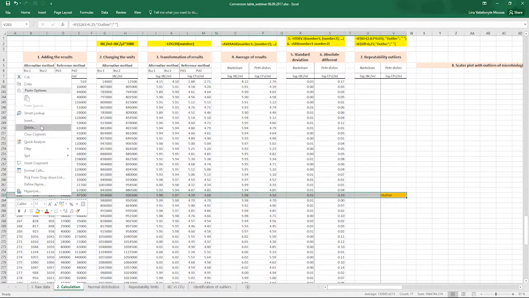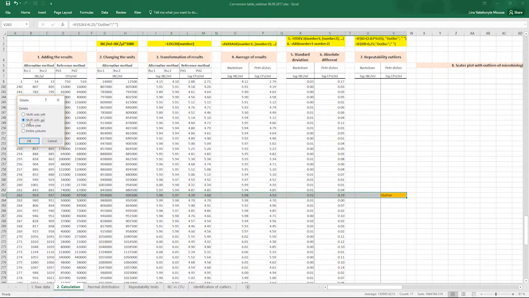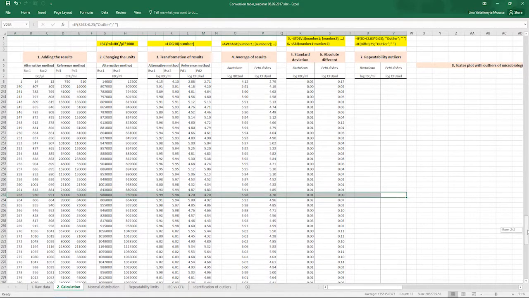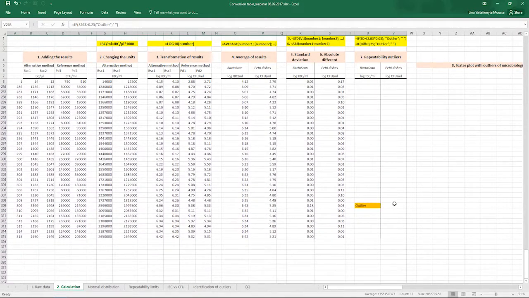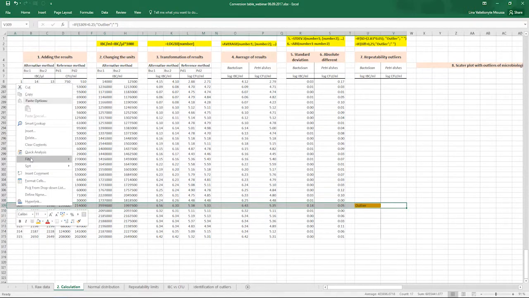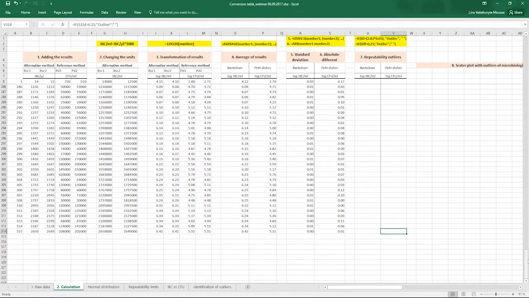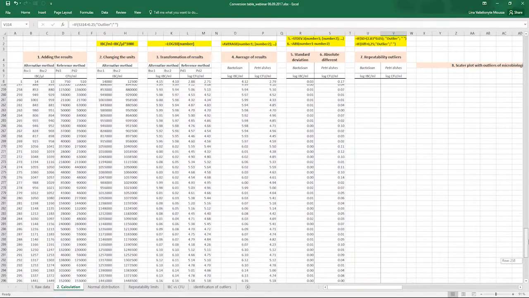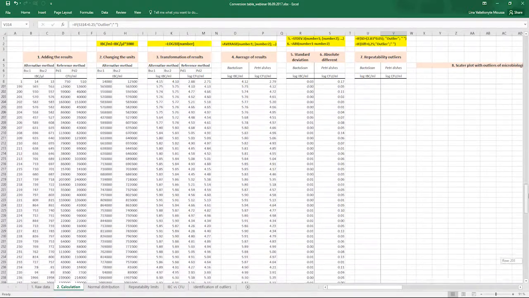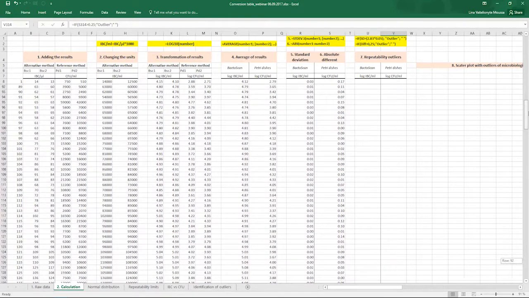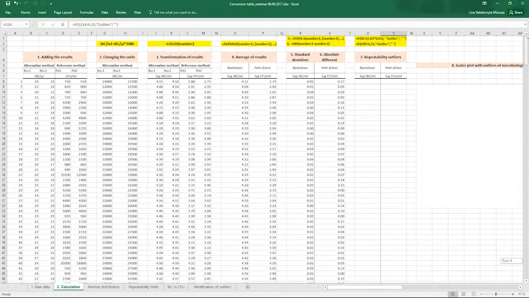When you're pressing delete and selecting shift cells up, when this one line is deleted, all cells will be shifted up. So we deleted all repeatability outliers. We don't have any highlighted cells left.